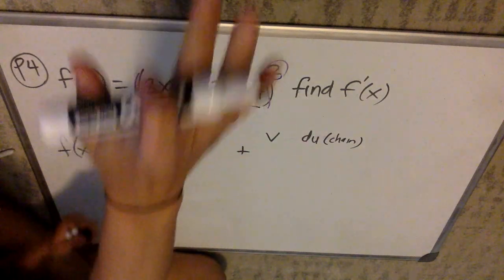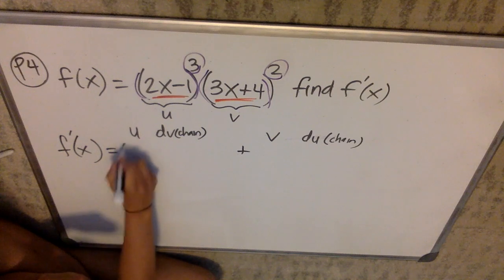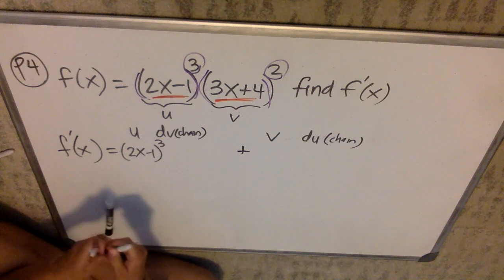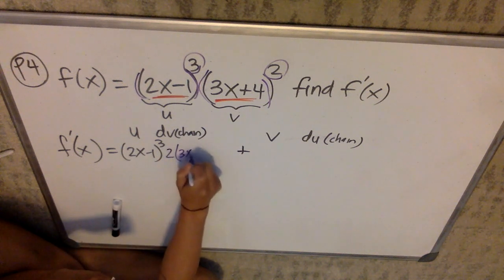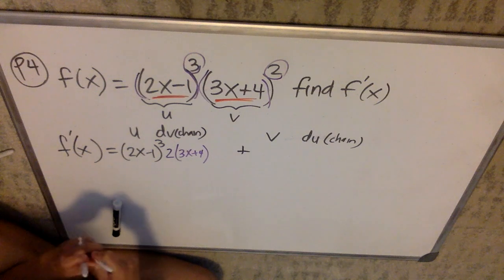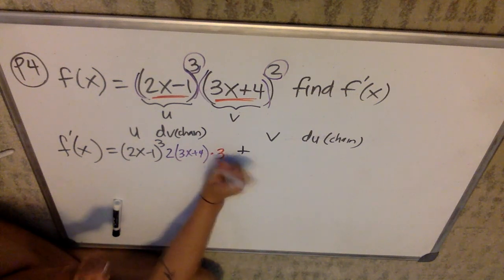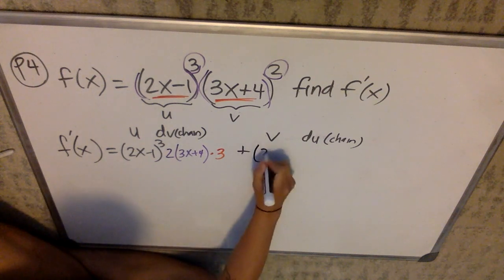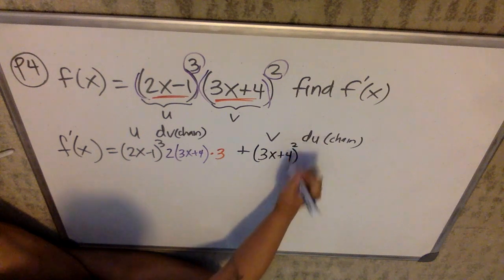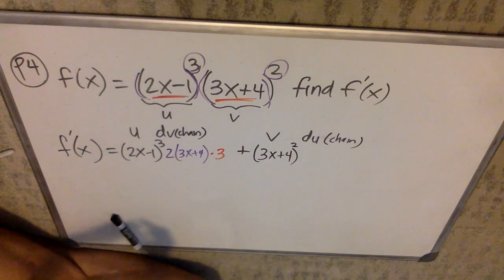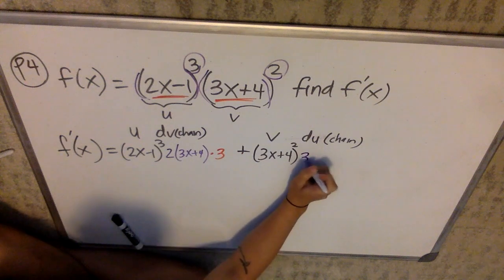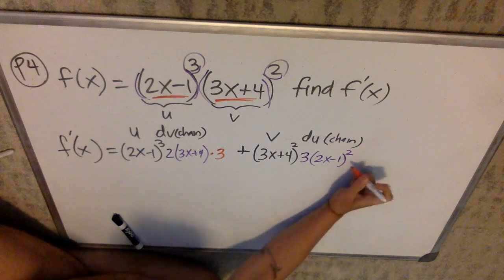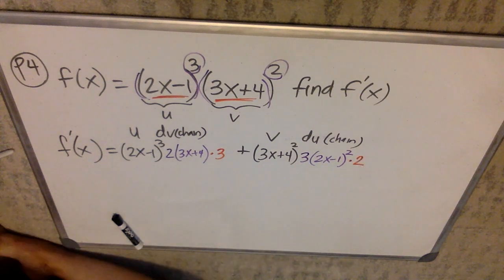So let's start with u. So u was the 2x minus 1 cubed, right? And then dv is going to be 2 stuff to the first, you don't have to write the 1 power, times the derivative of the stuff. The derivative of that inside would be 3, right? And then over here we have v, which is the 3x plus 4 to the second, right? And then du is going to be 3 stuff to the second, times the derivative of the stuff, which would just be a 2. Now, here's the crazy thing about this.